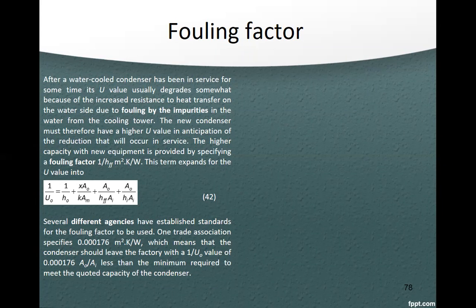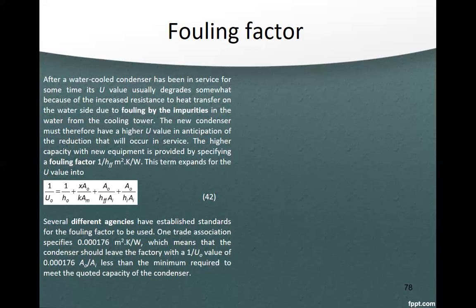So, abang ka. The higher capacity with new equipment is provided by specifying a fouling factor, 1 over h sub FF, meter squared Kelvin per watt. This term expands the U value into 1 over U sub o is equal to 1 over h sub o plus x times A sub o over k A sub m plus A sub o over h sub FF A sub i, dahil sa water, plus A sub o over A sub i h sub i.